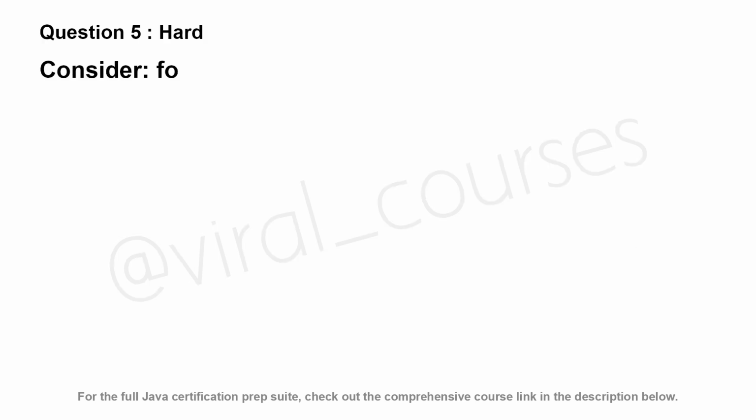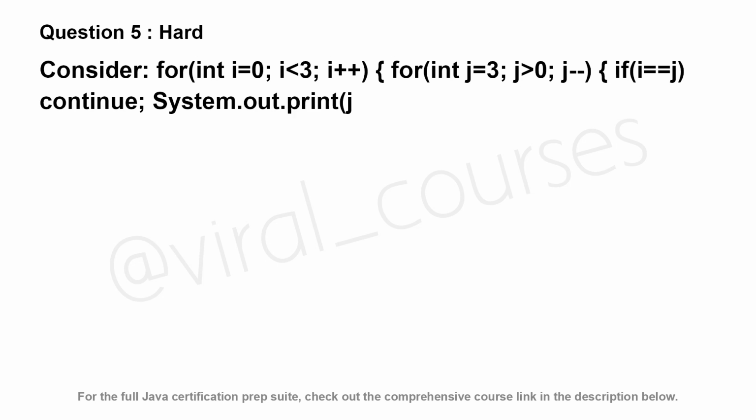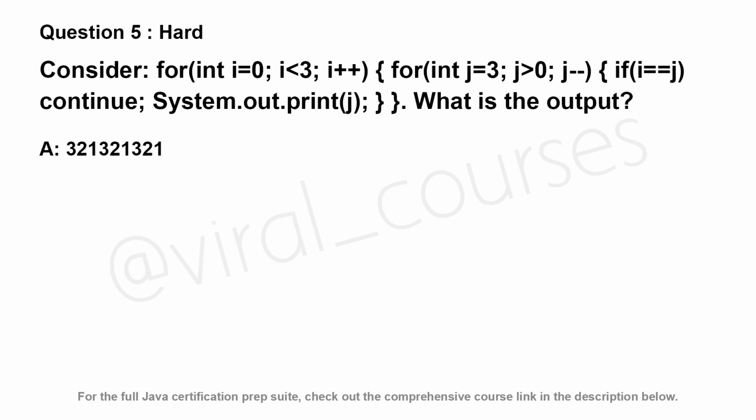Consider: for (int i = 0; i < 3; i++) { for (int j = 3; j > 0; j--) { if (i == j) continue; System.out.print(j); } } What is the output? Option A, 321321321. Option B, 321321231. Option C, 321321231. Option D, 321312.